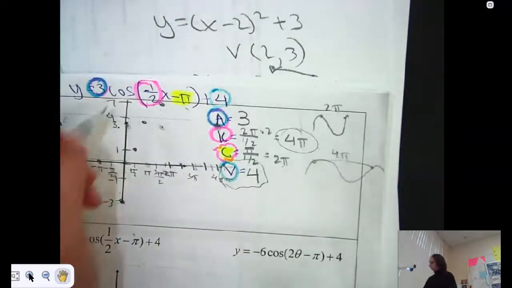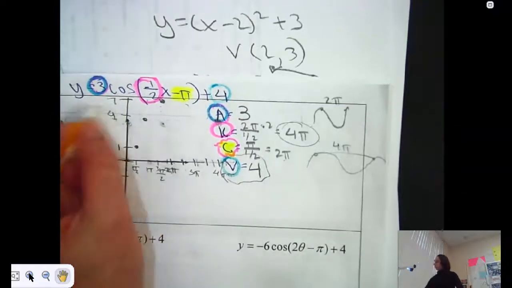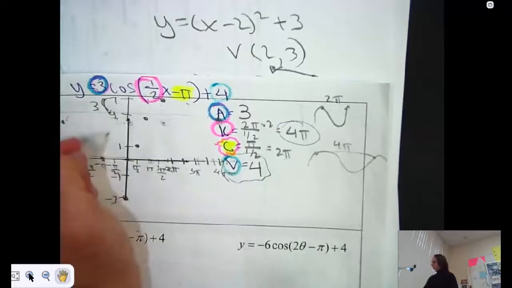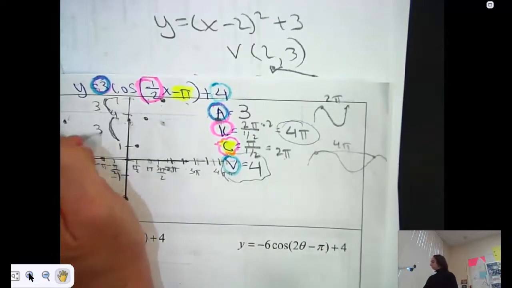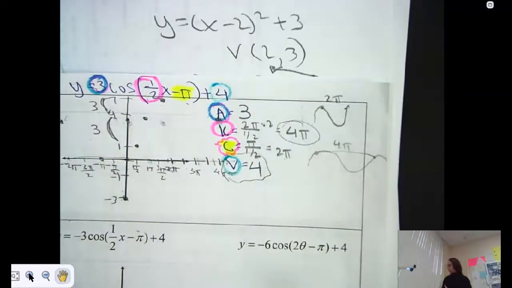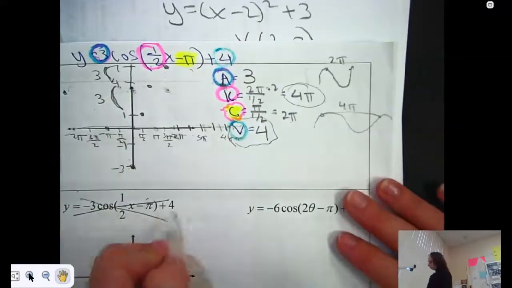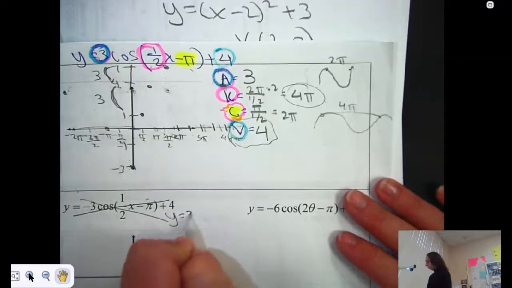Now why is that? Look at those. Let me erase this. What is the distance from 7 to 4? 3, my amplitude. What is the distance from 4 to 1? 3, my amplitude. Okay? I think that was probably a little bit confusing, so I'm going to change this problem to this.